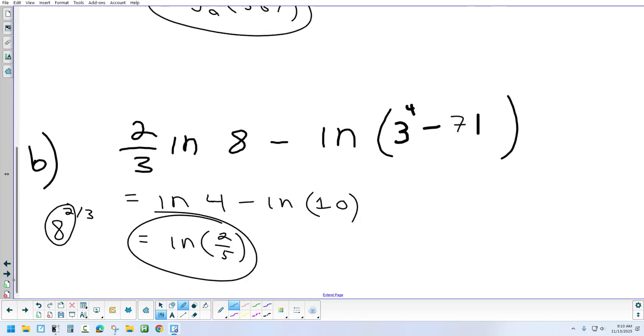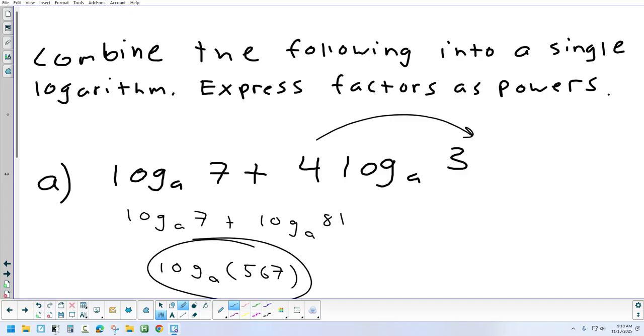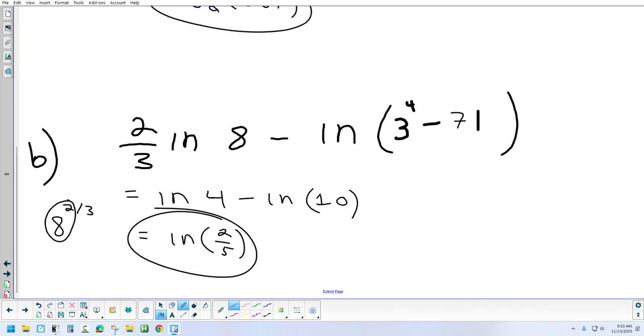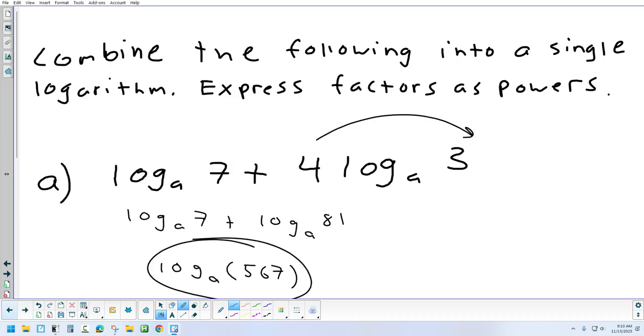All right, so I think that was the last one for 5.4, part 1. Okay, so part of the homework tonight will be the 29 to 33.